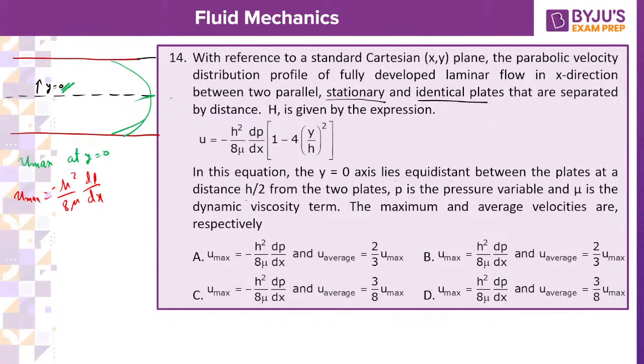The average one, you know that there is a velocity profile. So consider a small area, multiply with the small area to get the discharge, integrate it all over the area, and the discharge divided by the total area will give you the average, isn't it?